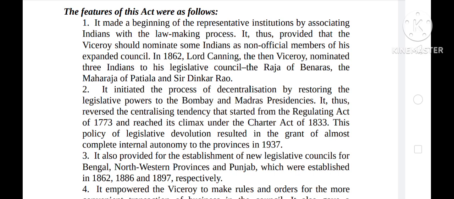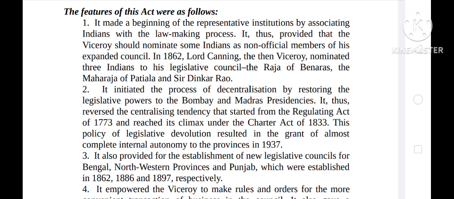It initiated the process of decentralization by restoring the legislative powers to the Bombay and Madras presidencies. This reversed the centralizing tendency that started from the Regulating Act of 1773 and reached its climax under the Charter Act of 1833. This policy of legislative devolution resulted in the grant of almost complete internal autonomy to the provinces in 1937.